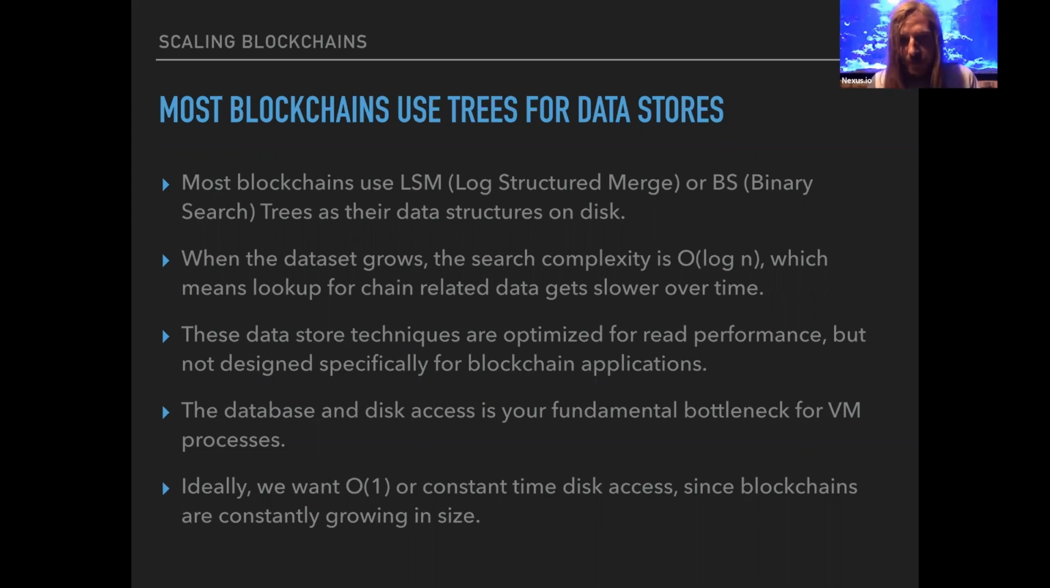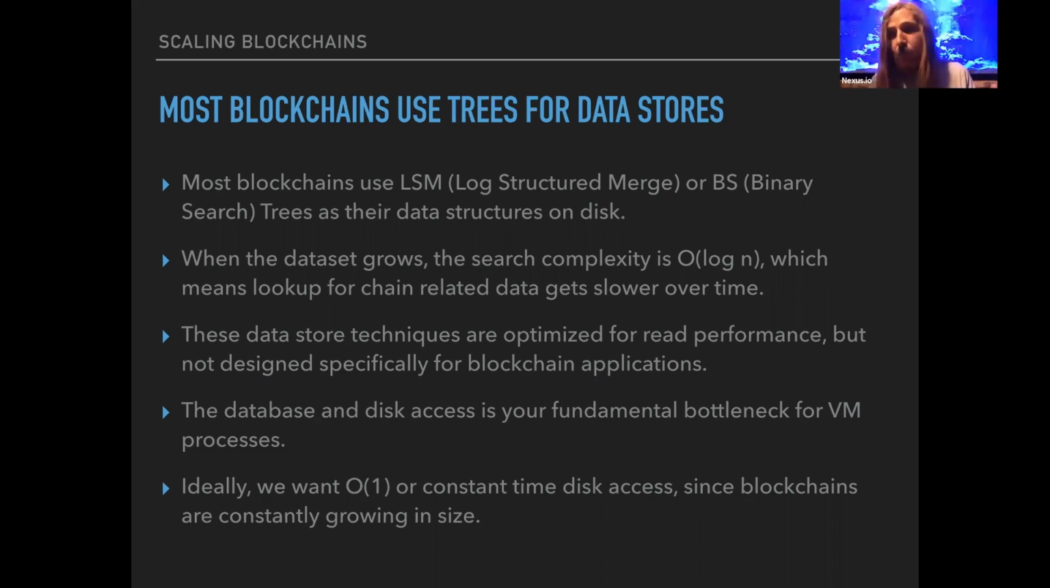So the database and disk access is your fundamental bottleneck for virtual machine processes. If you need to compute on 2 values, or if you're calling another contract, or any sort of complex operations in the virtual machine, it's going to require a disk access. Now, if your disk accesses require 17 iterations, and then it keeps getting slower and slower, your blockchain is not only going to be really big and really difficult to download, but the key storage is going to have a lot of data to sift through to find the basic fundamentals of what it needs to do.